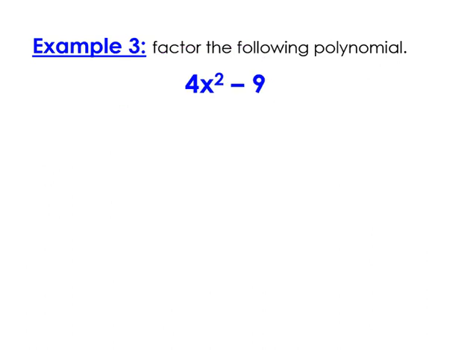Let's try another one. This one doesn't have 3 terms. So just like we did before, see how it's missing the x squared term? I'm going to rewrite it. Go ahead and make it 4x squared plus 0x minus 9. Now in the next step I'm going to check, is there a GCF? And there's not. There's nothing I can divide by 4, 0, and 9.